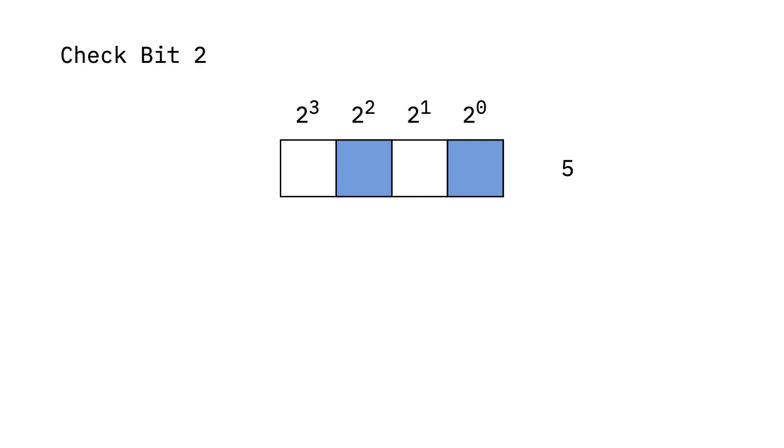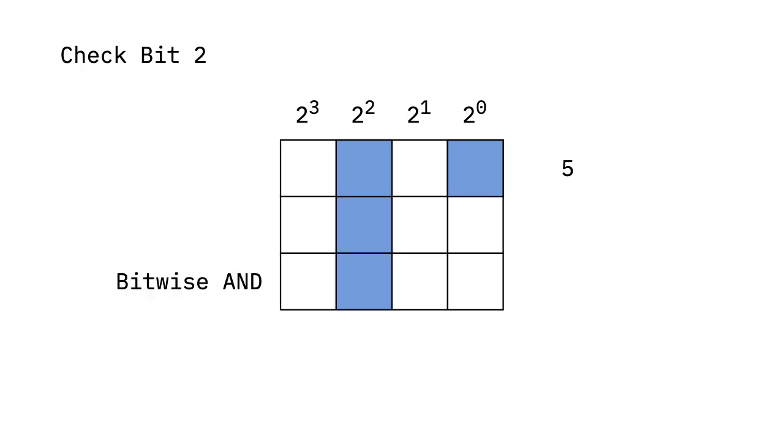For example, say we want to check whether the element associated with the bit at position 2 is in the set. Again, we start with the value 1, left shift it 2 places, but this time we perform the bitwise AND operation on the set data. If the bitwise AND is greater than 0, then it means that the element associated with bit 2 is in the set.